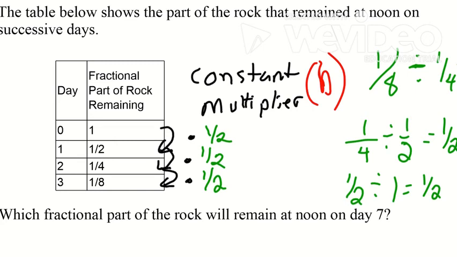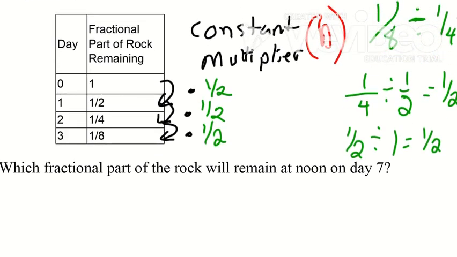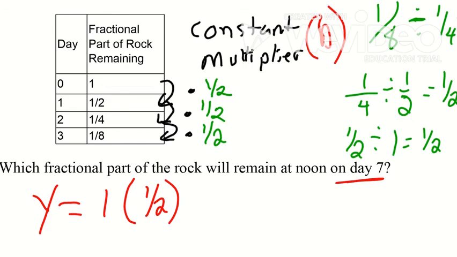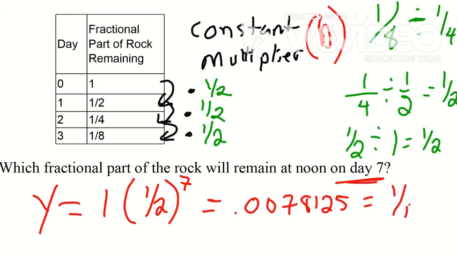So now I have enough to figure out what this equation is going to be. My starting amount is 1. I'm multiplying by a half every day. And in this case, I want to know how many will remain at day 7. So that's going to be my exponent. And when I put that into my calculator, I'm going to get a decimal 0.0078125, which is equivalent to the fraction 1/128th.